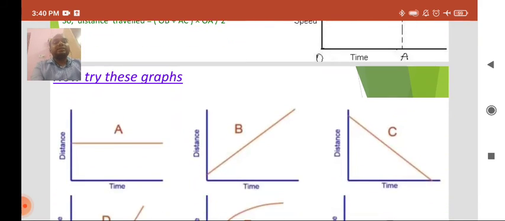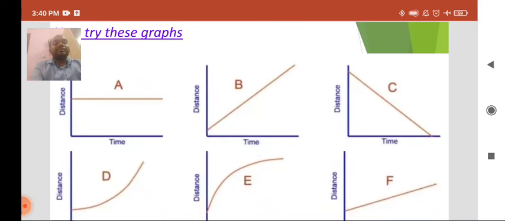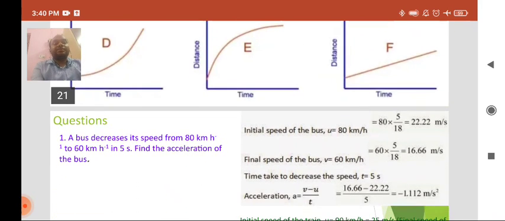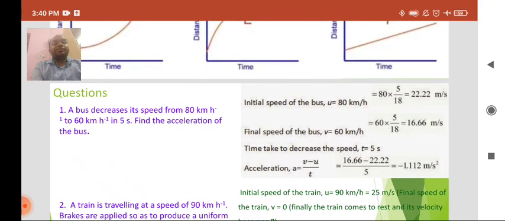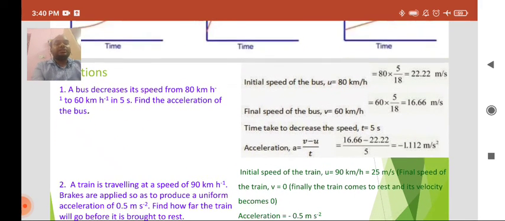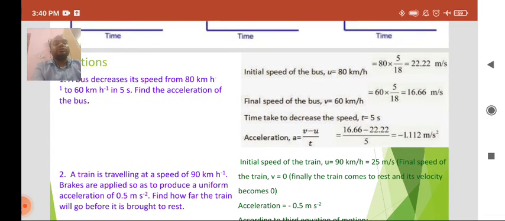Now try these graphs: distance-time, acceleration, uniform acceleration, etc. So these are questions you will solve, where you will calculate the accelerations. First question: the acceleration formula used will be v minus u upon t. Applying this value, you will get minus 1.112 meter per second square.